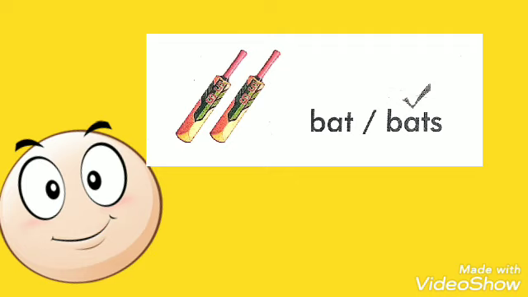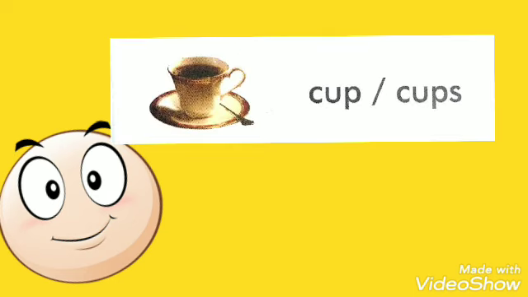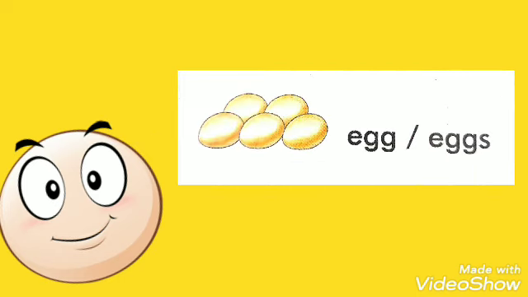Look at this. This is two beds. Answer is beds. See this picture. This is cup. This is one cup. This picture is eggs. Pick the correct answer, eggs.